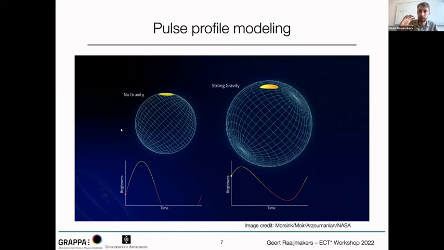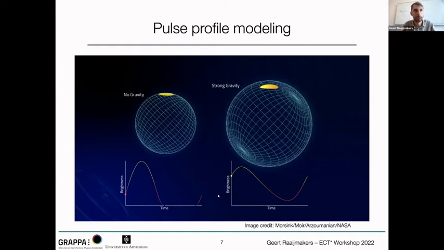And so as the star is rotating, this spot is going to move in and out of the field. On the left here, you see that it brightens and then it disappears when it's behind the surface of the neutron star. Whereas on the right, if we do include these general relativistic effects, as the neutron star is moving around, this hotspot actually never really moves behind the surface of the star. And so you see that this pulse profile looks very different if you have these relativistic corrections.